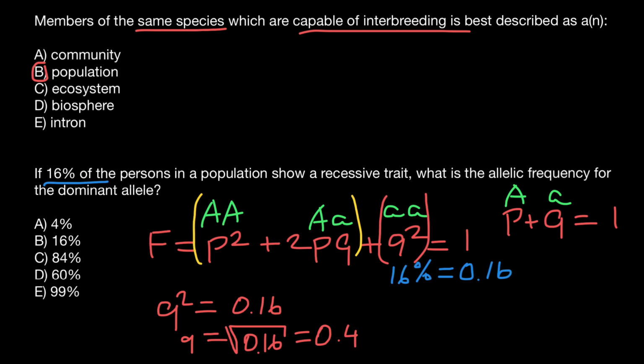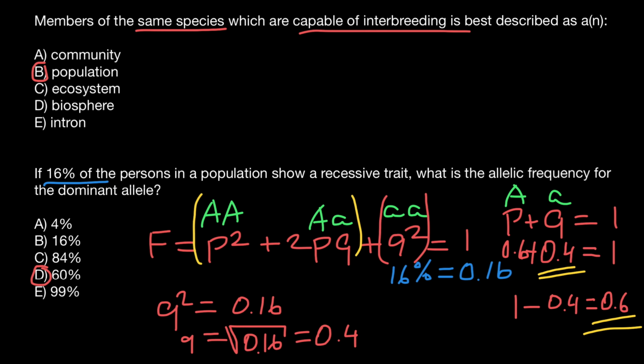Now when we know the frequency of the recessive allele, which is 0.4, and only two alleles are present here, dominant and recessive, we instantly know the frequency of the dominant allele. So 1 minus 0.4 would be 0.6. 0.6 equals 60%. This is answer D. So the frequency of the dominant allele in this population is 60%, and the frequency of the recessive allele is 0.4. And our question is about the frequency for the dominant allele, which is 60%.